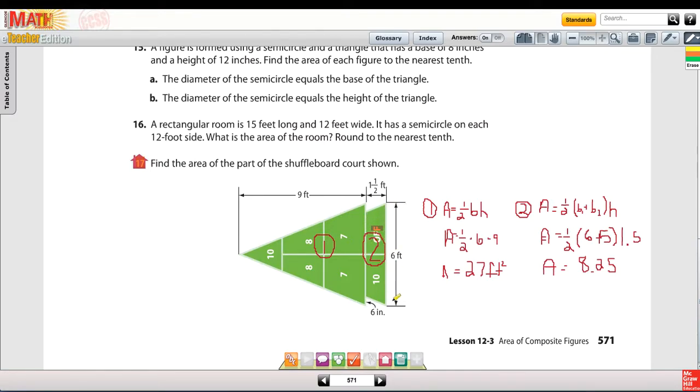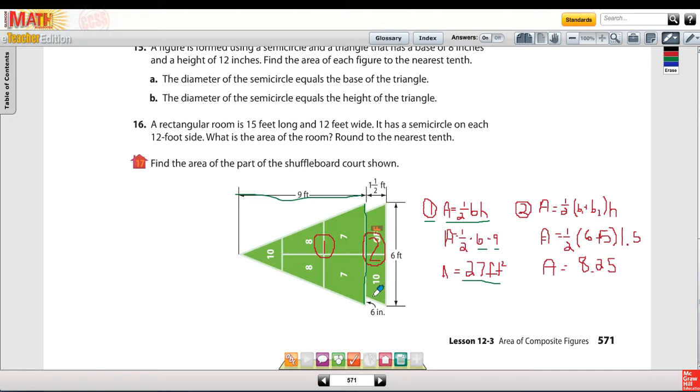And so what we're going to do is calculate the area of both of these shapes. As you can see, I have them numbered 1 and 2. So for number 1, it is a triangle, so I'm going to use 1/2 base times height, or base times height divided by 2. Either one will work. And the base of this triangle right here is 6, and the height is 9. So I plug those two numbers in. 6 times 9 is 54, and 1/2 of that is 27 square feet.